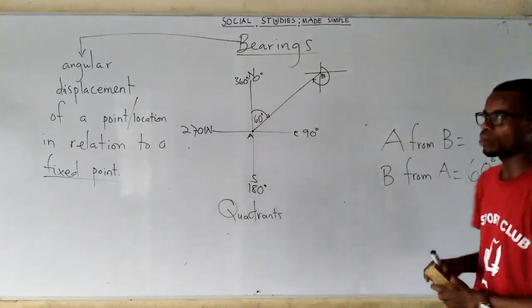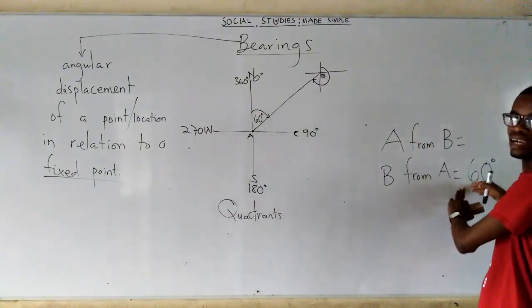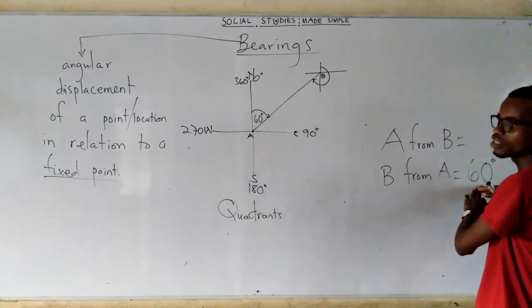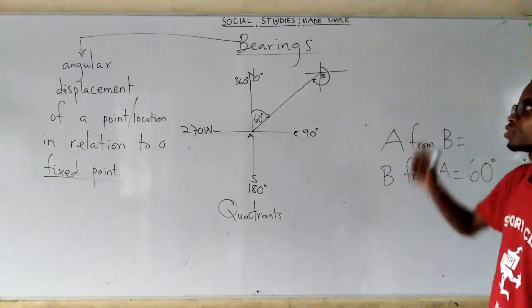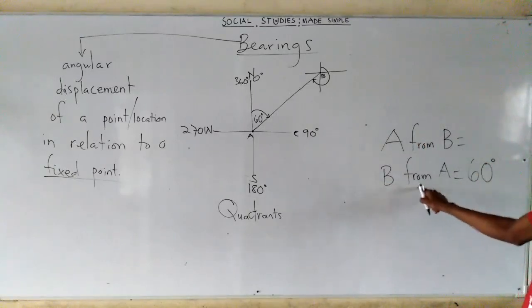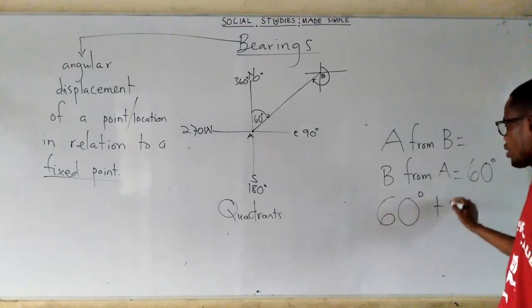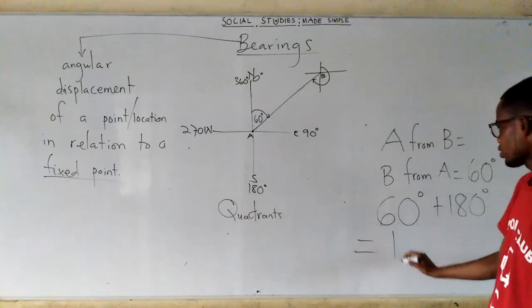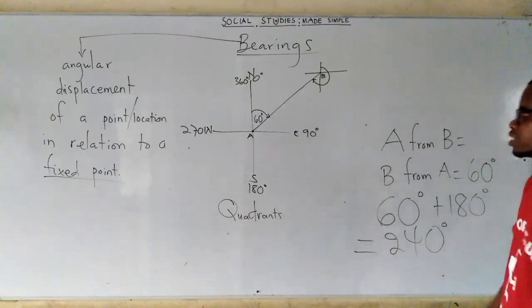So now let's see what happens. It's a simple formula. If you have the angle given in the question less than 180, then what do you do? You add 180 to it to get your answer. So if town B from A is 60 degrees, you just make it 60 degrees plus 180 degrees, and you are going to get 240 degrees.